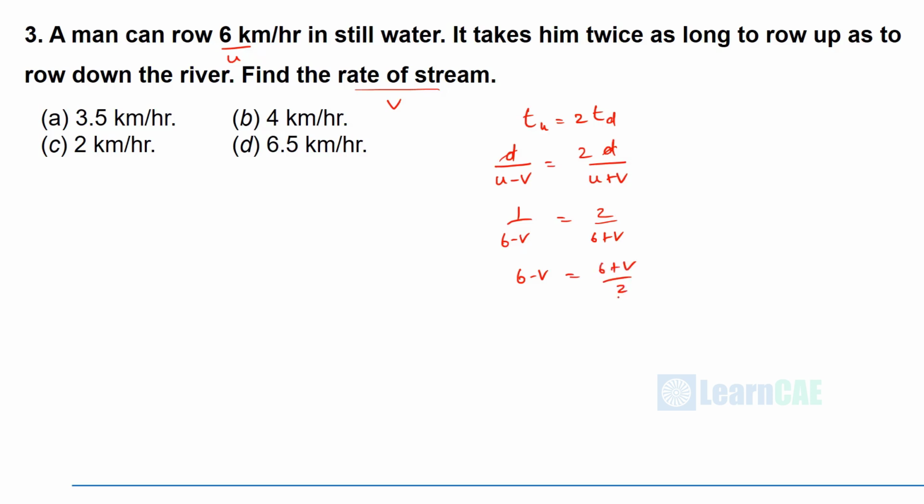We can take 2 to the other side. 12 minus 2V is equal to 6 plus V. So 6 will be equal to 3V, and V will be equal to 2. So the rate of the stream V is nothing but 2 km per hour. The answer is C.